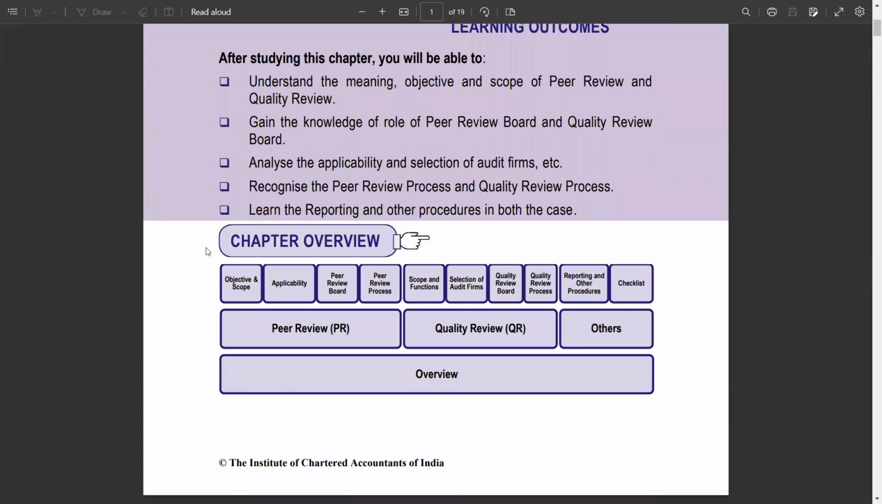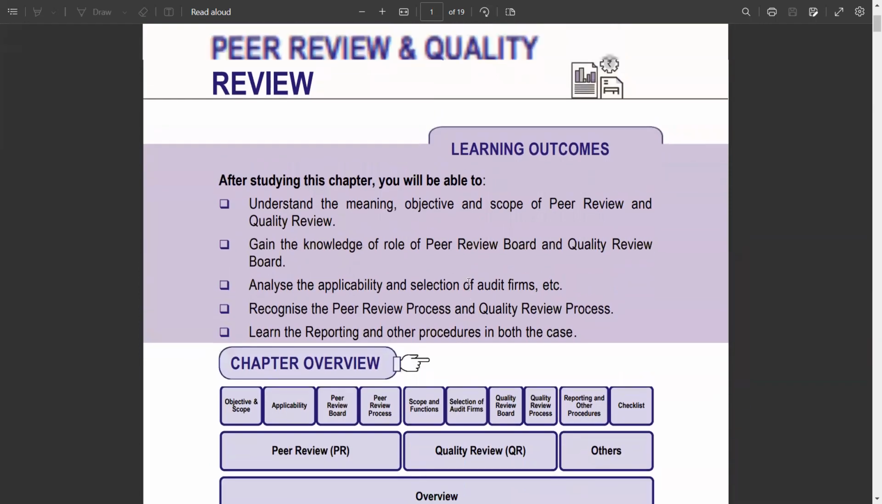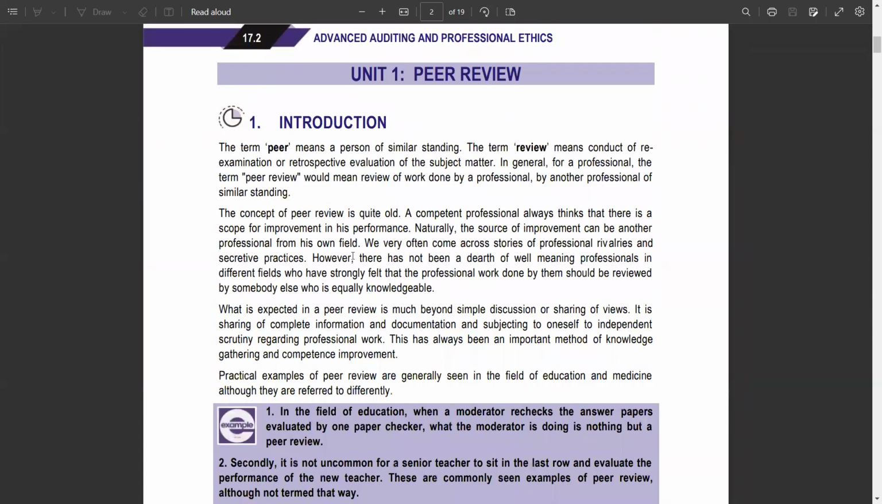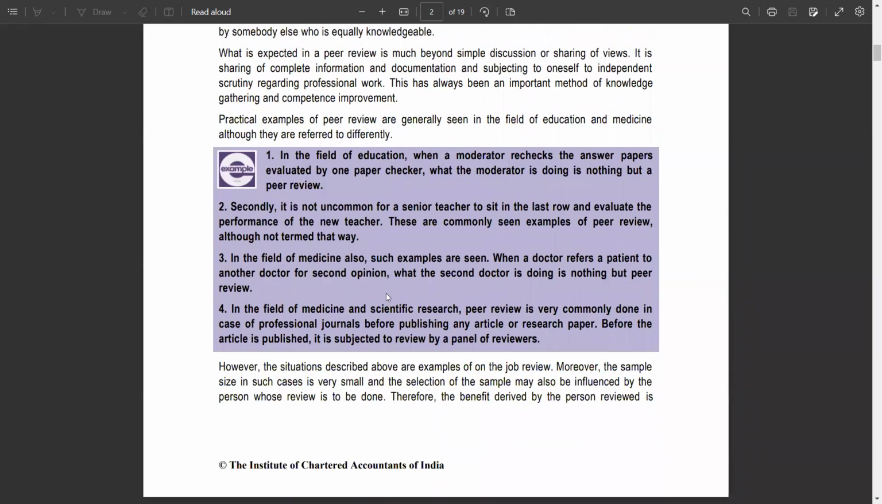So this is all we are going to cover: objective, scope, applicability, PERB, peer review process, scope and functions, selection of audit firms, quality review board, quality review process, reporting and the procedures and checklists. These are the main things which we will be covering in this revision video. Although it's a revision, so I'm not going to cover the extra text which is mentioned in it. However, we will be covering the examples.